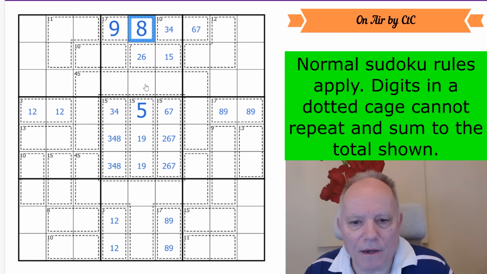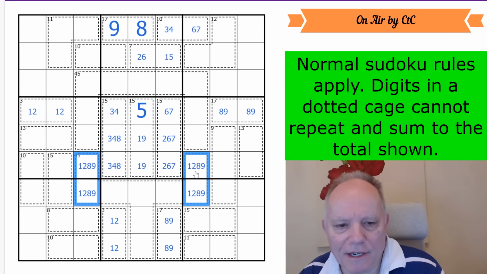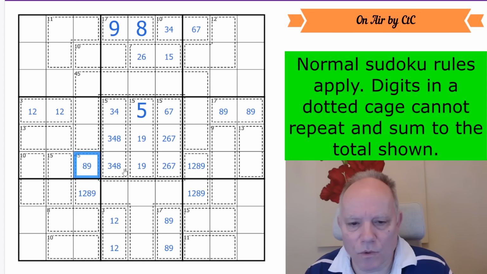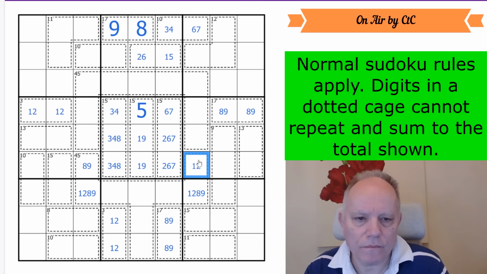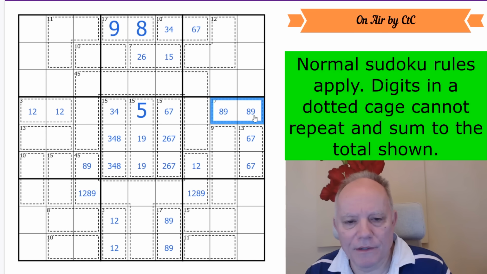What else do we know? Let's have a look at this 45 cage. Now in this box, it hasn't got 1, 2, 8 or 9, so the other digits in that cage must be the 1, 2, 8 and 9. All 9 digits appear in it. The 1, 2 there says this isn't 1 or 2. The 8, 9 there says this isn't 8 or 9. And this cage has to be 6, 7 because it adds up to 13 without using 8 or 9.